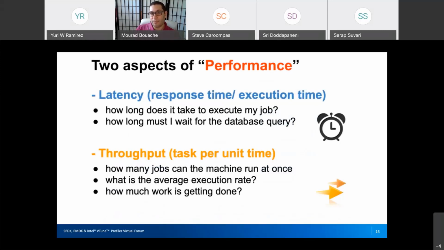So we have two aspects in performance, which we call latency and throughput. Latency is the response time or execution time, or how long it takes to execute a job, a thread, whatever you call it. In a database, we call it a query. Throughput is tasks per unit of time. The definition is very important because this will help you understand what you are looking for and what you want to achieve.